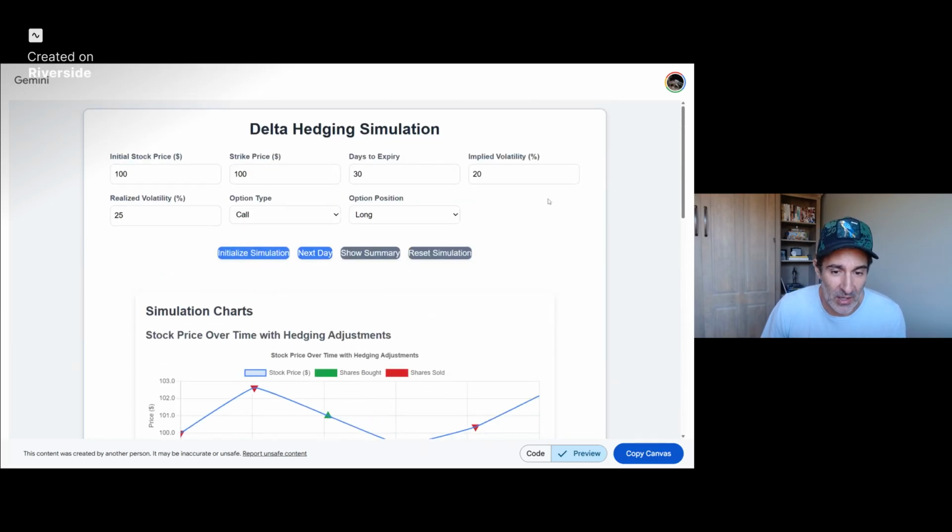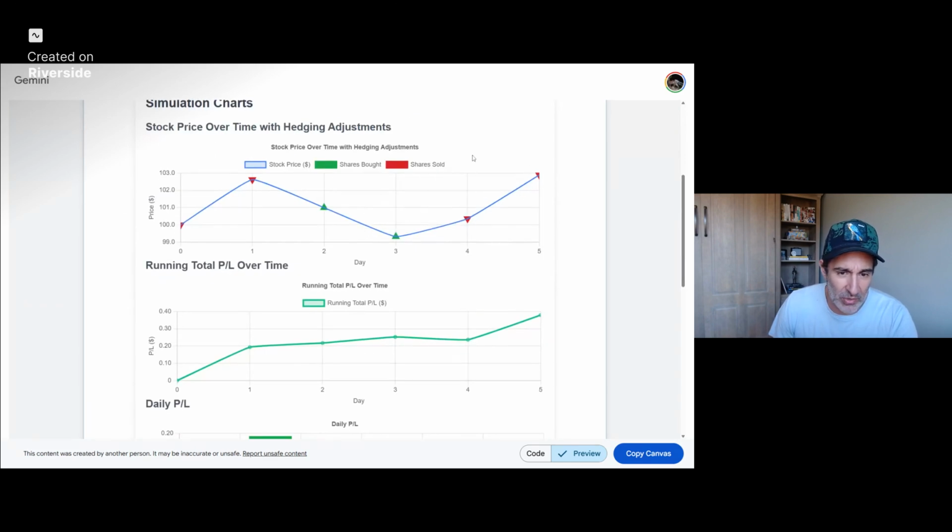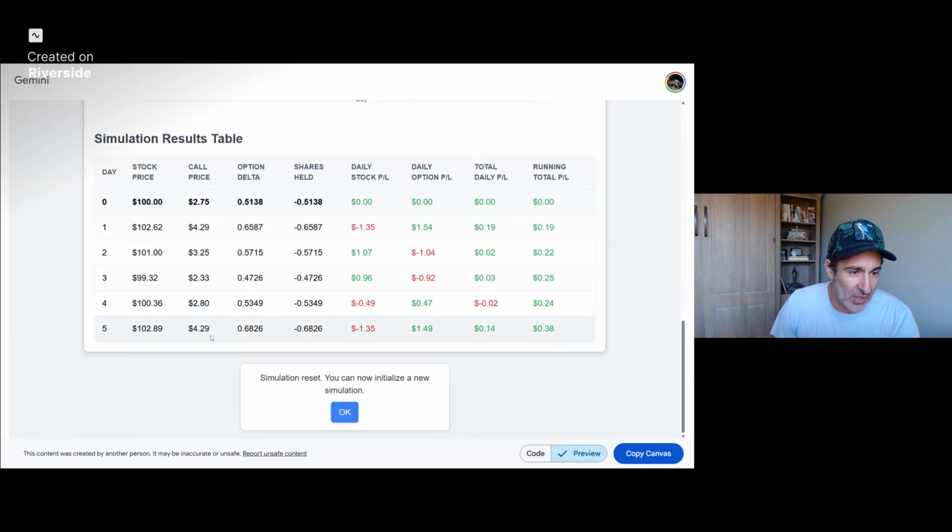Let's roll the date again. Oh, okay. Looks like a large up move. Let's go back to the table. Yeah. So here we got almost a $2.53 move, right? So the stock went up from 136 to 102.89. So our options go up by over $1 on that move, right? We make $1.49. They go from 280 to 429. We make $1.49 option profit. We lose $1.35 on our stock. We net made 14 cents that day, which is a really good day, right?